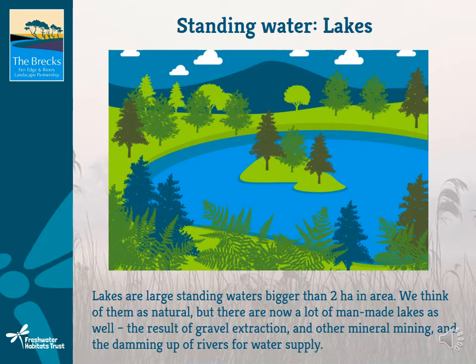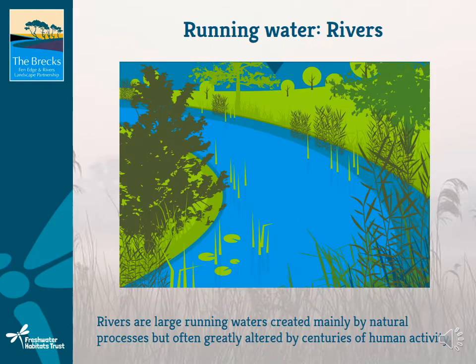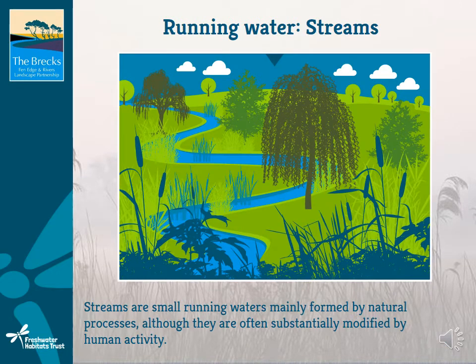And standing water lakes. Lakes are large standing waters, bigger than 2 hectares in area. We think of them as natural, but there are now a lot of man-made lakes as well, the result of gravel extraction and other mineral mining and the damming up of rivers for water supply. Moving on to running waters. So rivers are large running waters created mainly by natural processes, but often greatly altered by centuries of human activity. Whereas streams are small running waters mainly formed by natural processes, although they are often substantially modified by human activity.